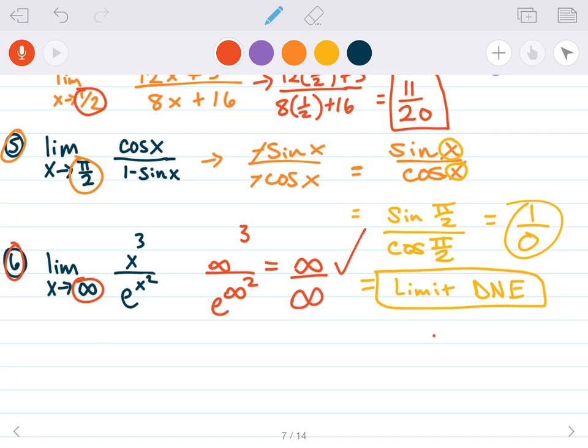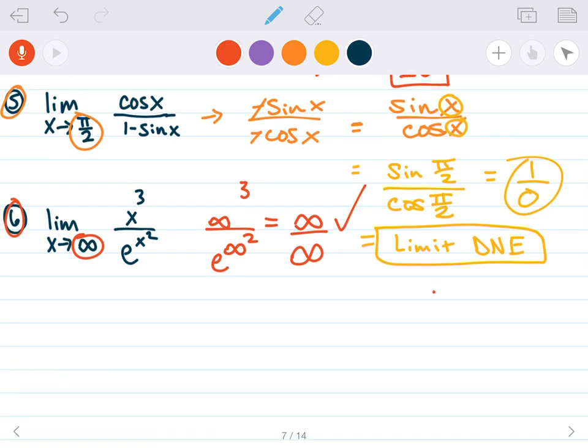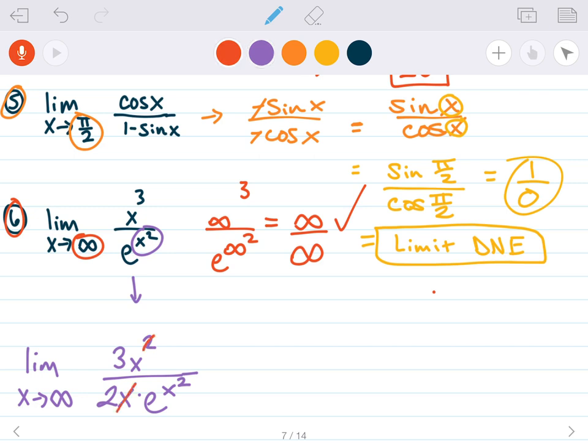So L'Hopital's rule tells me to take the derivative of the top and the bottom independently. So the derivative of the top is just 3x squared. The derivative of the bottom using the chain rule, well, the derivative of x squared is 2x times e to the x squared. So that's the derivative of the bottom here. Now, let's see what happens if I plug in infinity here. Well, actually, before I do that, let's go ahead and simplify this. So I see an x that can cancel on bottom and top. And so I'm just left with 3x over 2e to the x squared. And I think that's as far as I can go.